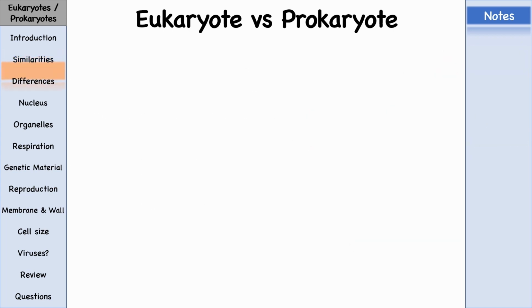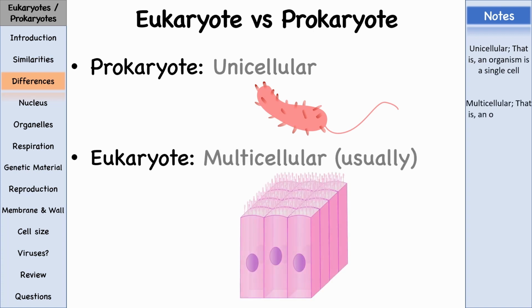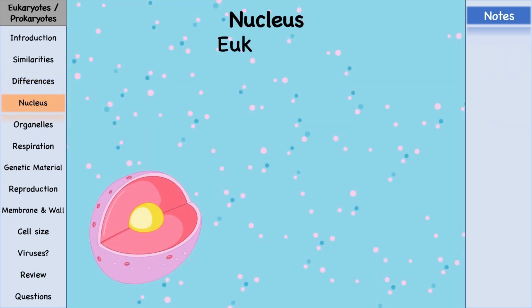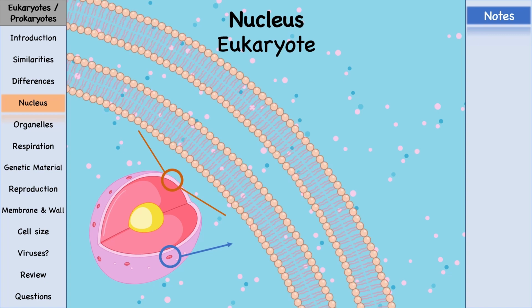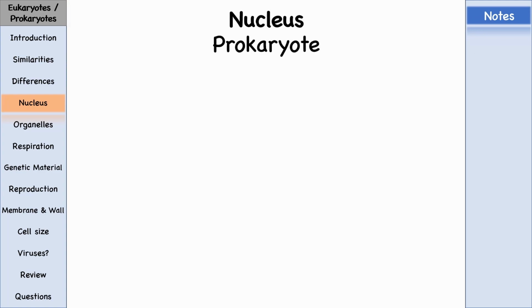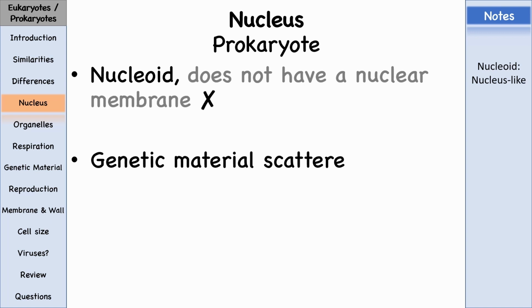Now let's see some of the main differences between prokaryotic and eukaryotic cells. Prokaryotes are unicellular, while eukaryotes might be unicellular or multicellular. In eukaryotic cells, the nucleus is enveloped with a nuclear membrane, a double membrane layer containing nuclear pores. While in prokaryotic cells, the nucleus is not enveloped. It is called nucleoid, which means nucleus-like. So you can see the genetic material scattered in the cell.